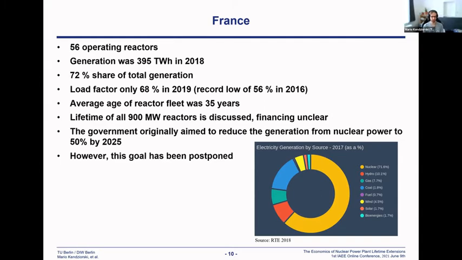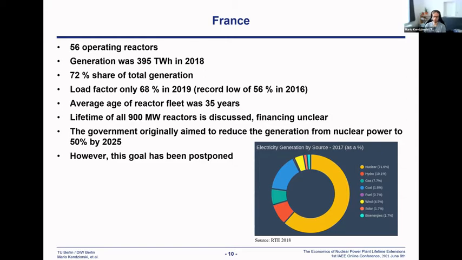And this is also due to the fact that the age of the reactor fleet is quite old, at 35 years. And if we consider that the planned lifetime of most reactors is 40 years, we already see the issue here. The government is faced with the decision to extend the lifetime or to decommission these power plants. And originally there was the goal to reduce the share of nuclear power to 50% by 2025. However, this goal has been postponed, as there's no clear plan, at least, how to proceed.